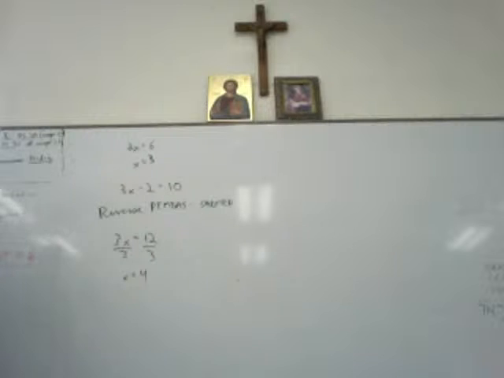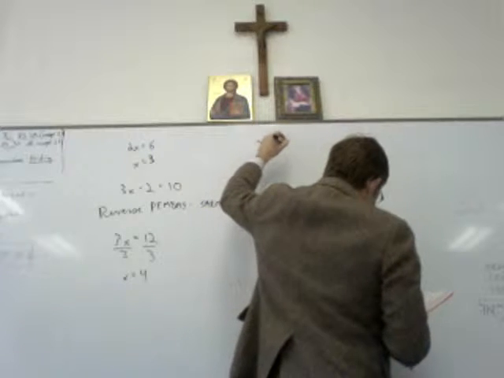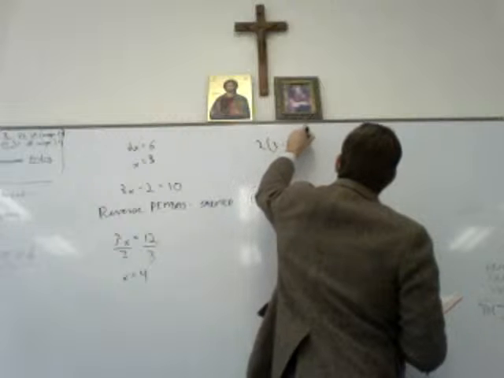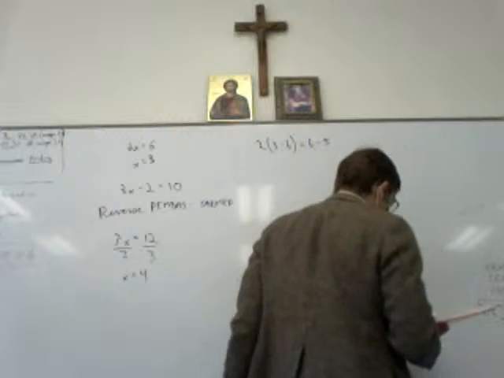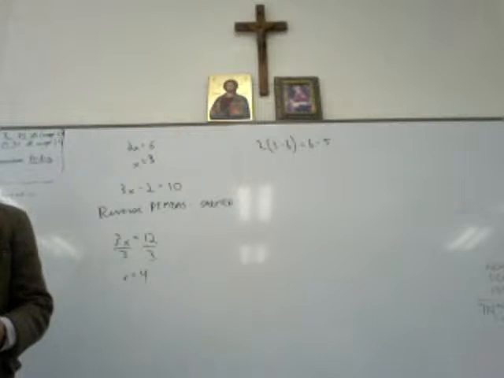Okay, so what if we have an equation like this? 2 times the quantity 3 minus b equals b minus 5. I'll start you off with a slightly tricky one.